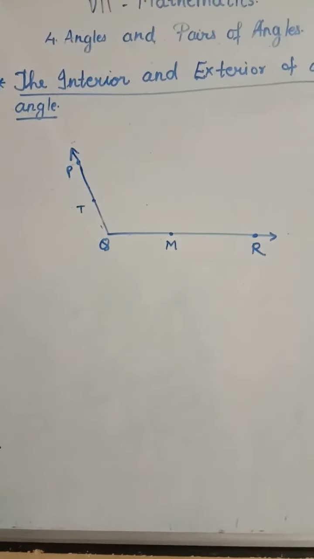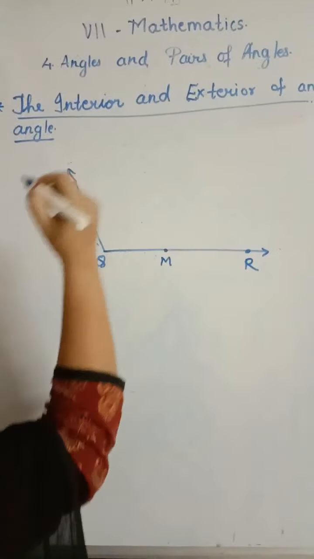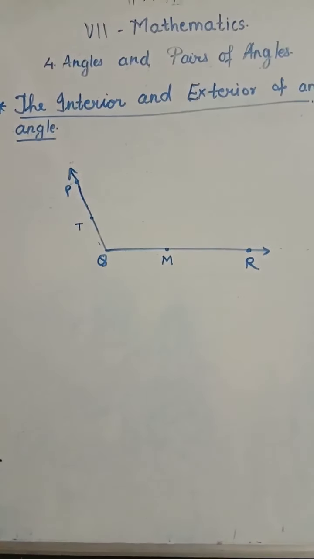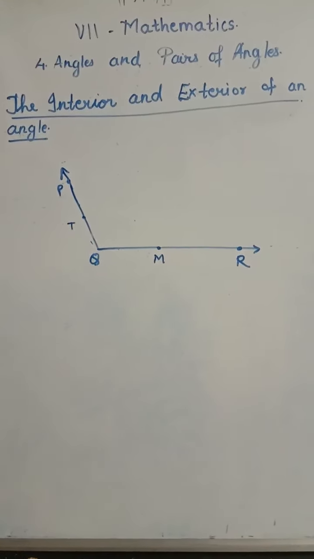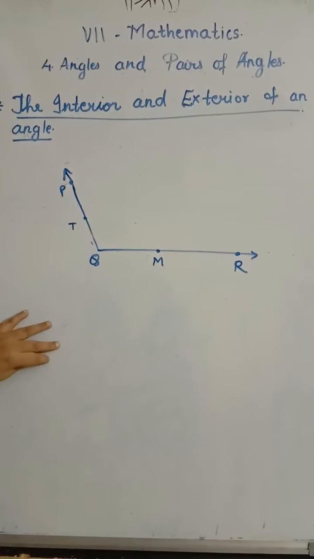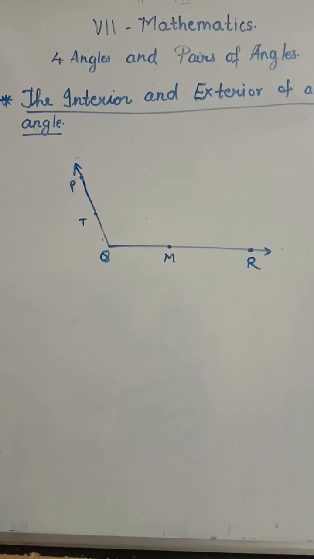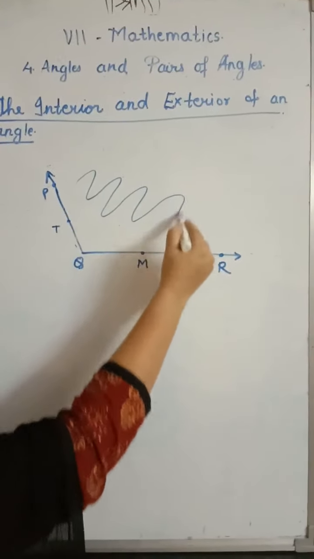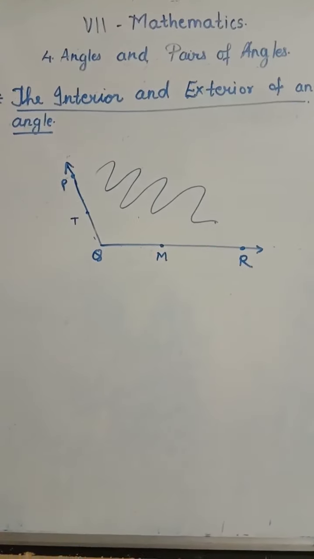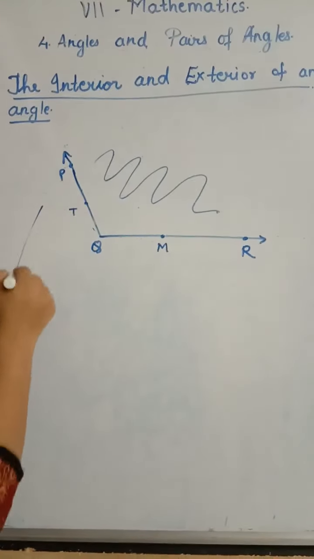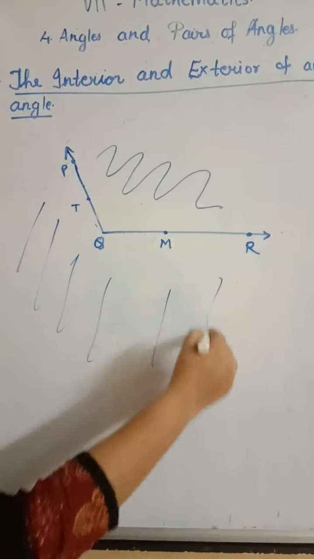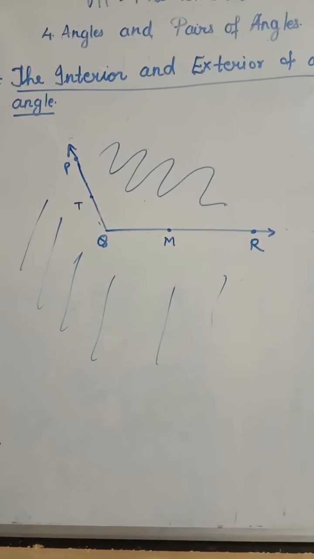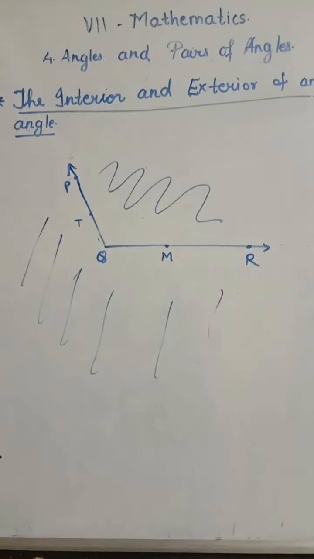then the part which lies inside is called the interior of an angle, and the part outside is called the exterior of an angle. Whatever points lie inside are called the interior of an angle, and the points which lie outside are called the exterior of an angle.